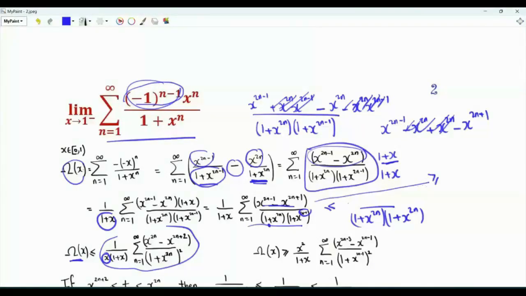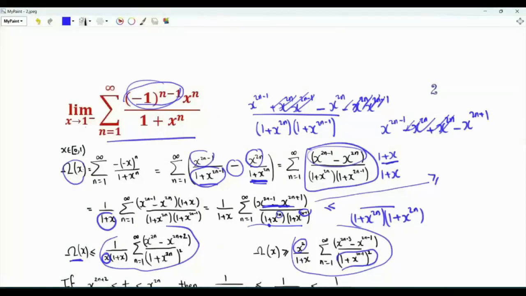We also need a lower bound, and for the lower bound, we will replace this 2n by 2n minus 1, so that we get 1 plus x to the 2n minus 1 all squared in the denominator. We also multiply and divide by x squared. We keep x squared in the numerator, and we divide this bracket by x squared. Now we have x to the 2n minus 3 minus x to the 2n minus 1. This is a lower bound on omega of x.